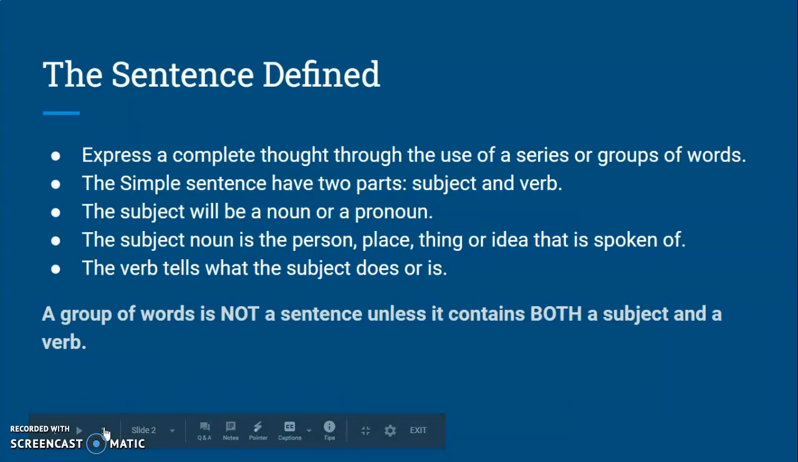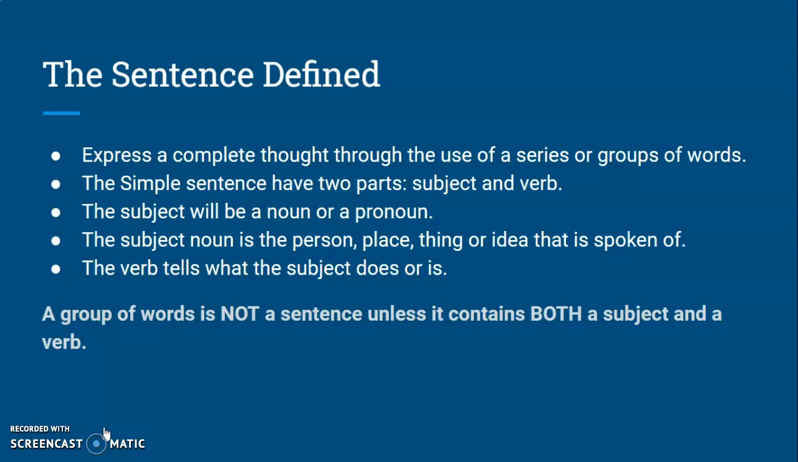Okay, so the sentence. As we know, the sentence is very important to our speaking, our writing, our reading, and it helps us to understand. So, what is a sentence? A sentence expresses a complete thought through the use of a series or groups of words. The simple sentence will have two parts, subject and verb. And when we're talking about a simple sentence, we are talking about an independent clause. Independent clause. And we'll get to that later in our series.